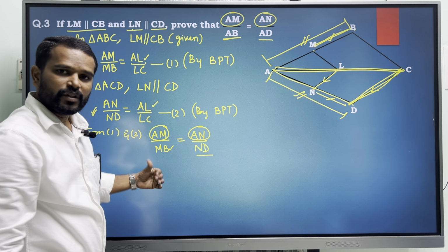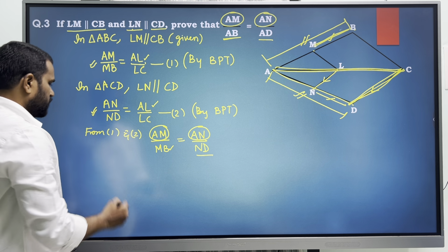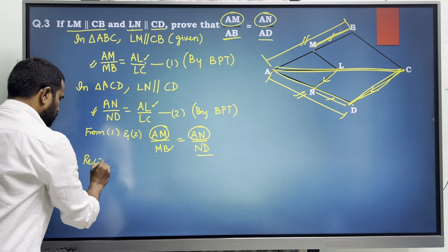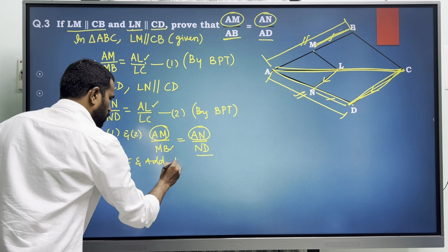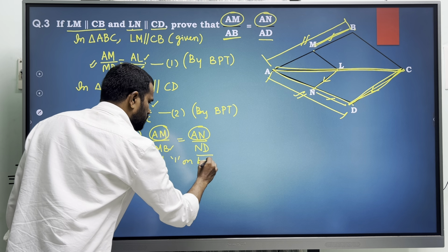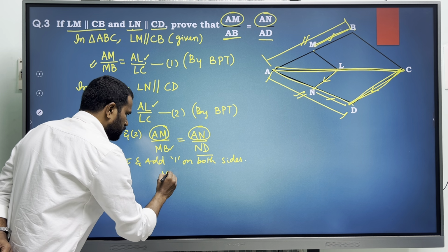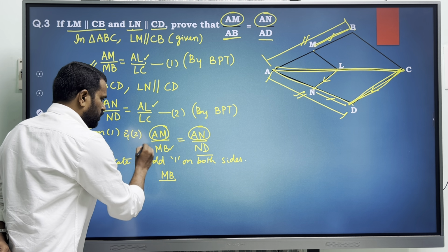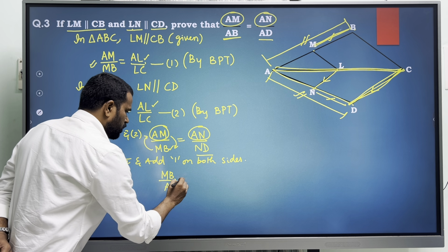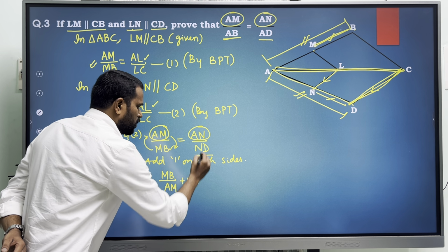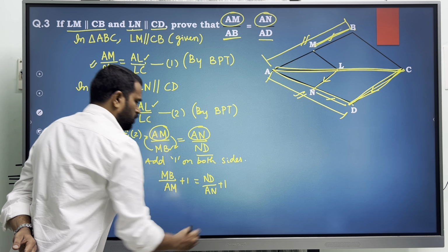Understand? So in the previous case, what we have done is reciprocate and add 1 on both sides. So what is MB? This reciprocate, so this will go up, this will come down: MB by AM plus 1 is equal to ND by AN plus 1.